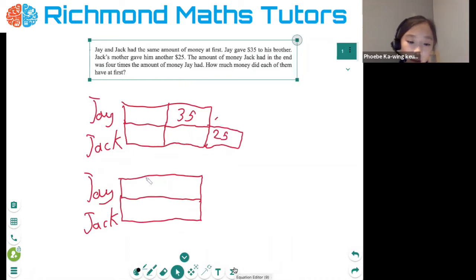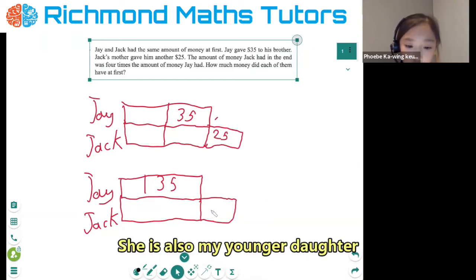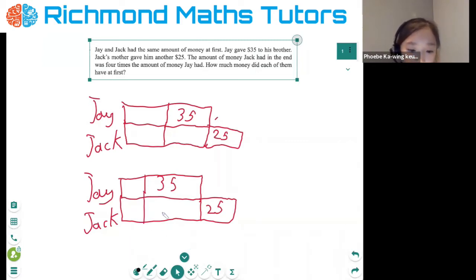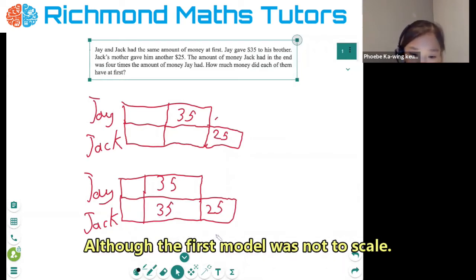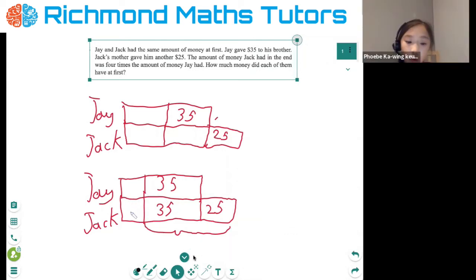Let's take away 35. Let's say this is about 35. Maybe about 25 would be about this much. So that means this is 35, because these two are the same. So that must be 35. And these two are the same, but we don't know what it is.